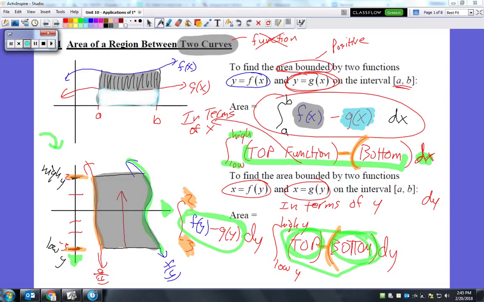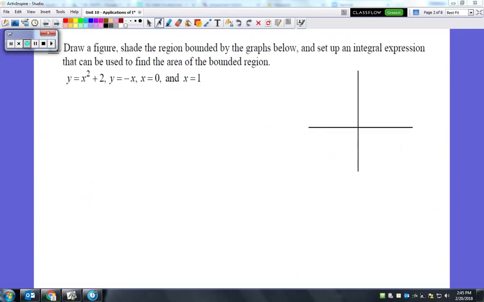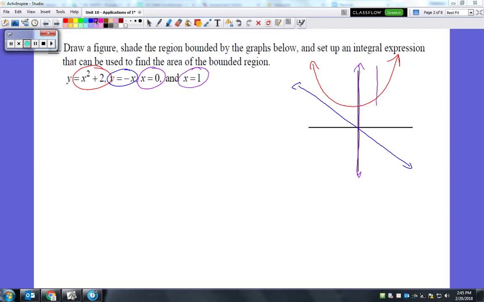Any questions so far? No? Okay. So let's go ahead and start our first example. Y is equal to x squared plus 2. This is my first function. Y is equal to negative x. That's my next function. What does x equals 0 look like? Vertical line at the y-axis, right? Okay, so there's x equals 0. And then x is equal to 1 is right here.